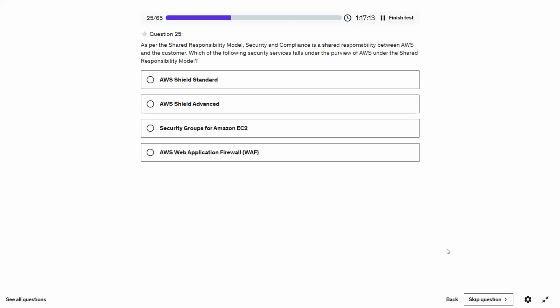As per the shared responsibility model, security and compliance is a shared responsibility between AWS and the customer. Which of the following security services falls under the purview of AWS? Out of these four, what is the responsibility only of AWS? AWS Shield Standard looks okay because Shield Standard is activated by default for all accounts. The customer has not enabled that. It is AWS who has enabled that to prevent DDoS attacks. But that is the standard. If we want the advanced, then the customer has to pay extra. So that's the customer responsibility. Security group is the customer responsibility. Web application firewall, again the same. So this looks okay.